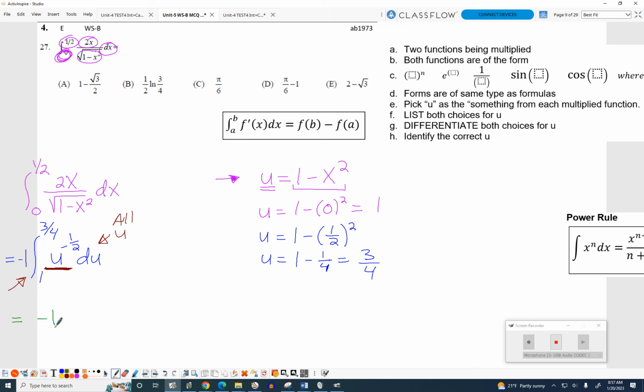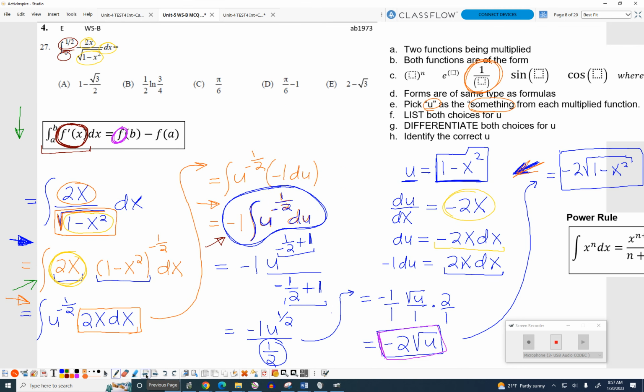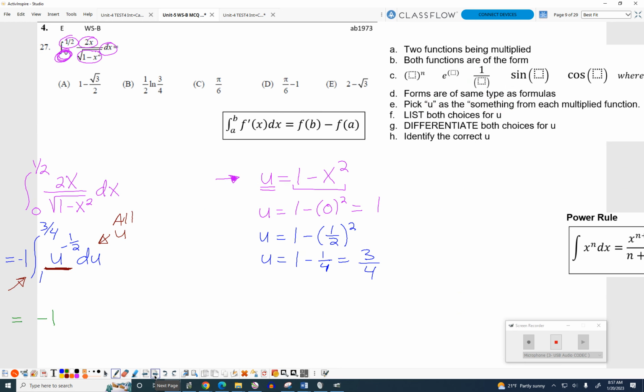negative 1, and we can shortcut it because we've already done it. We figured out that the antiderivative was this. So let's just write that. So negative 2 square root of u. And then the bar, indicating that we need to plug into that formula 3/4, and we also need to plug in 1, like that.